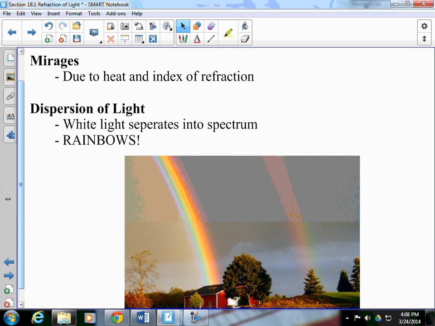The table of the index of refraction, which you'll have to use, is on page 486. And other than that, you'll have some questions in class tomorrow.